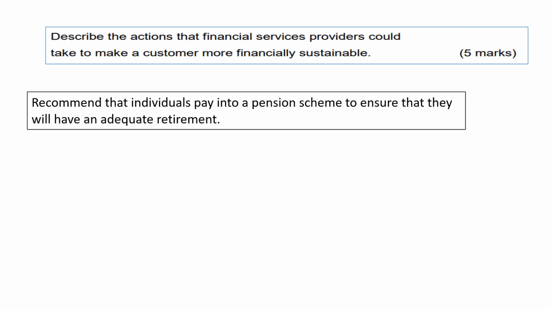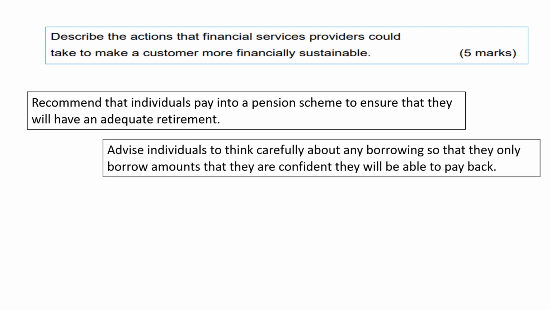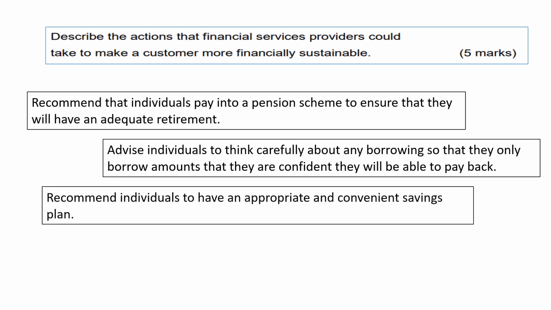So you might have stated that financial services providers may recommend that individuals pay into a pension scheme to ensure that they will have an adequate retirement. You might have put that they could advise individuals to think carefully about any borrowing so that they only borrow amounts that they are confident that they will be able to pay back. They may recommend individuals to have an appropriate and convenient savings plan. So at least 2 actions need to be chosen and described well.